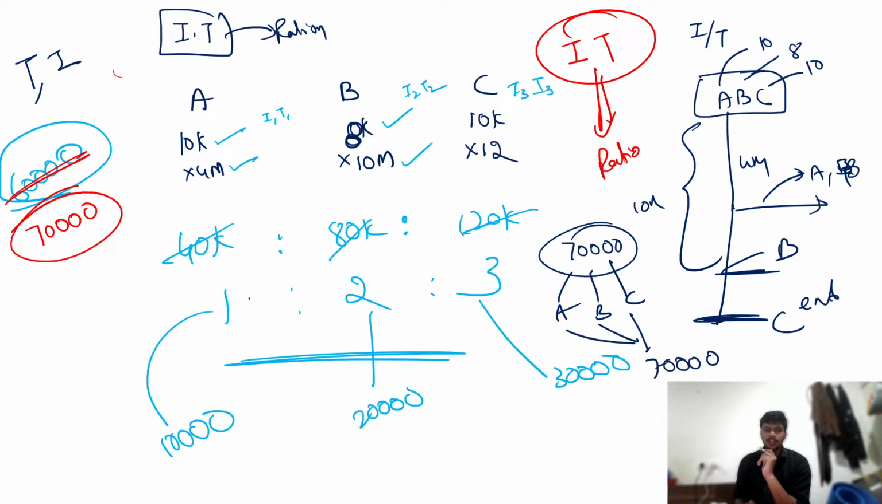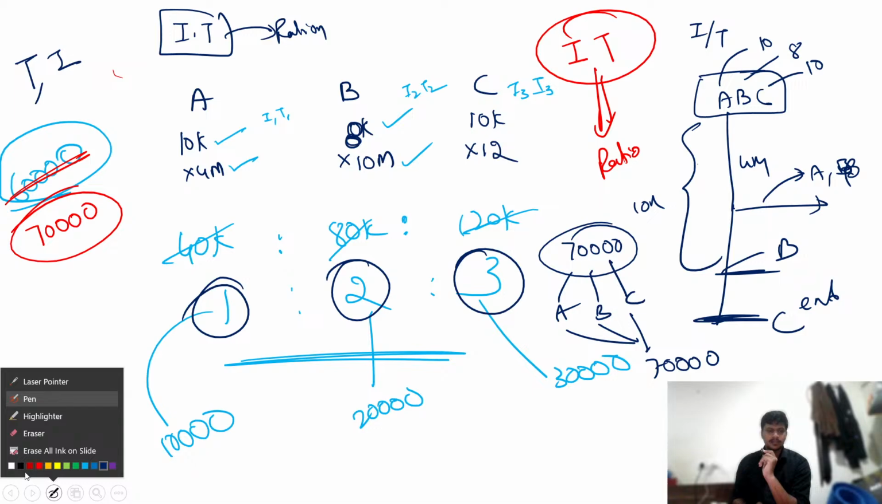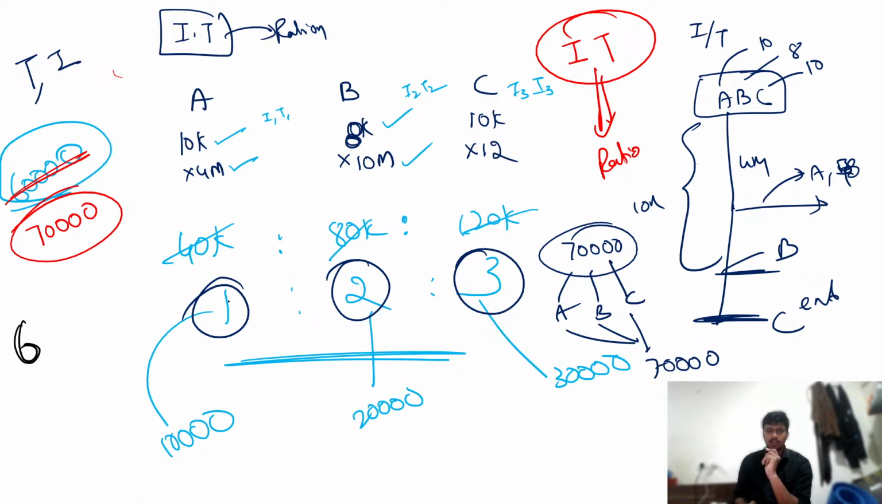But in my problem, I am giving 1 part to A, 2 parts to B and 3 parts to C. So you add all of them, how much are you going to get? You are going to get a total of 6 parts. So in my problem, total profit is equal to 6 units, like 1 plus 2 plus 3. But in the original problem, total profit equals 70,000. So my problem 6 units equals original problem 70,000.